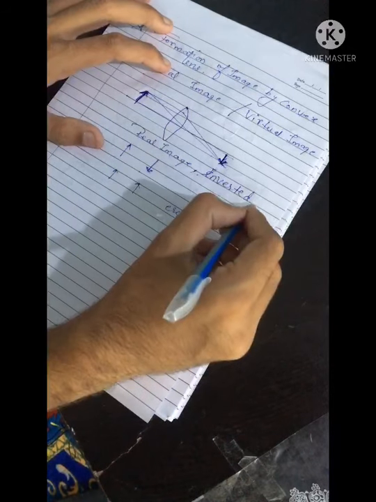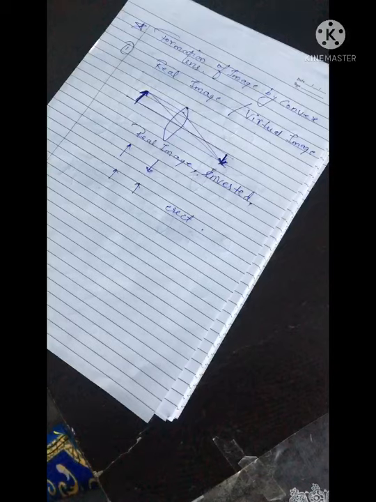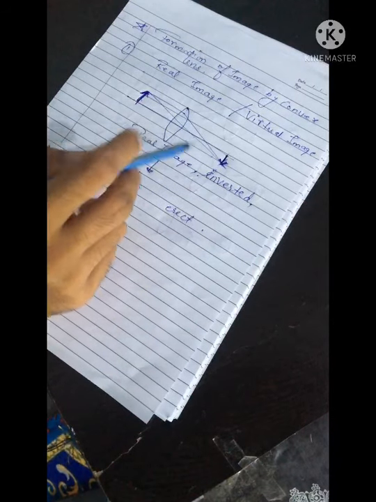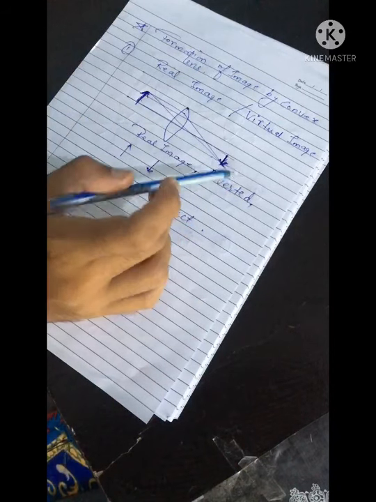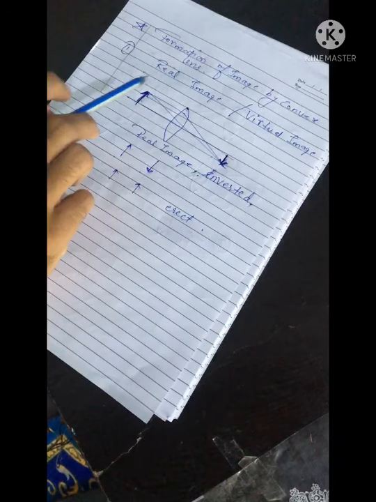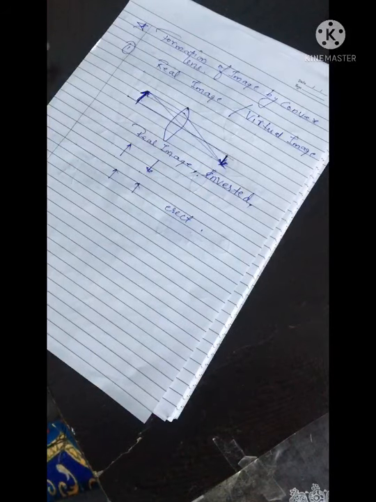And one more thing, if the image is point size or very small, then we will directly write it as diminished or very small. Now if the sizes of the object and the image are the same, then we will write the nature as same size. And if the image is very large as compared to the object, then we will write it as magnified or highly magnified, depending on the condition.